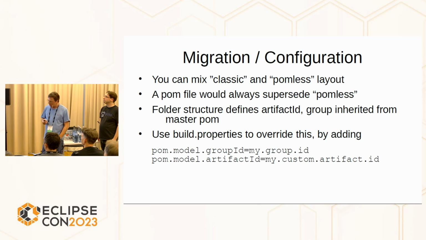So additionally, you also can define the group ID, which usually is derived from the master POM, but in case you have complicated enterprise structure, whatever, you can define the group ID by adding these properties to the build.properties file. And you also can, I mean, this is very specialized, have a more structured hierarchy of folders, and then you need to specify the group ID and artifact ID, because Tycho extracts the artifact ID from the folder name of the bundle, for instance.